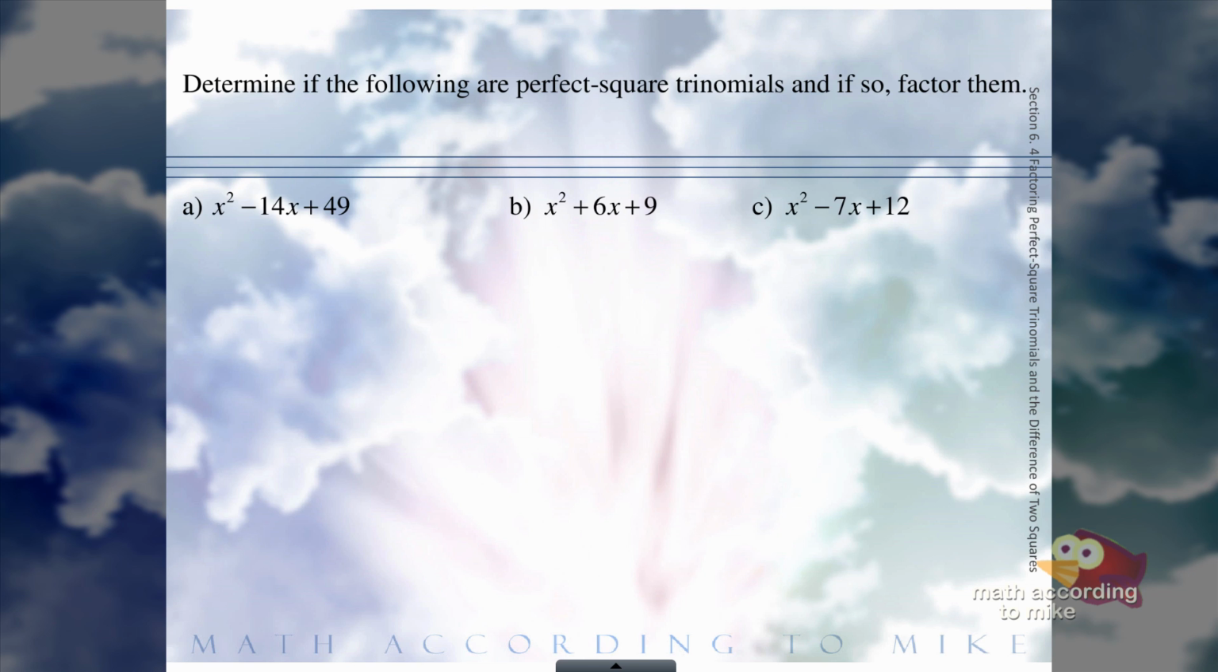What squared is x squared? Hopefully you just said x. And then what squared is 49? Hopefully you said 7. So for our purpose, a would be x, b would be 7.